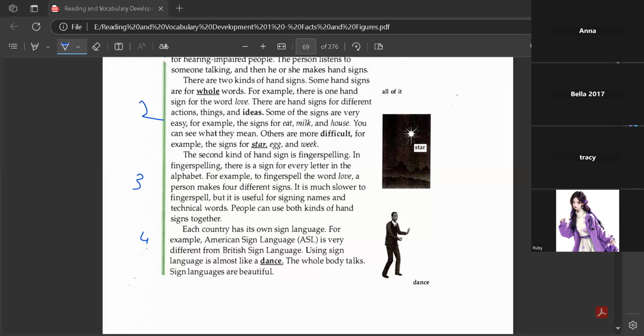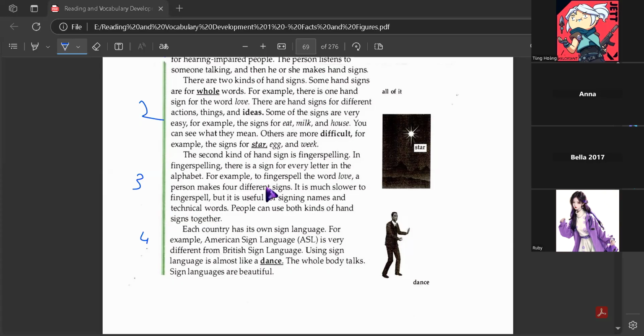Each country has its own sign language. For example, American Sign Language is very different from British Sign Language. Using sign language is almost like a dance. The whole body talks. Sign languages are beautiful.